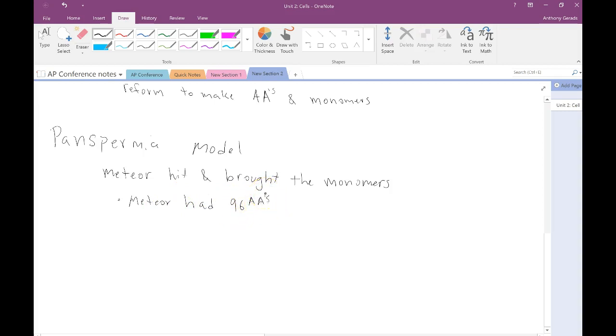The PowerPoint and textbook that I got the information from said it had 84, and then when I looked it up online, between the time that textbook published and when I looked it up, there were already 12 more. So we're still discovering more. So the meteor had 96 amino acids. We only have 20 in life that we deal with, so it had more than we have here on Earth. That's one of the pieces of evidence. In this panspermia model, a meteor hit and brought life here, and that's how we started getting these building blocks: it came from somewhere else.